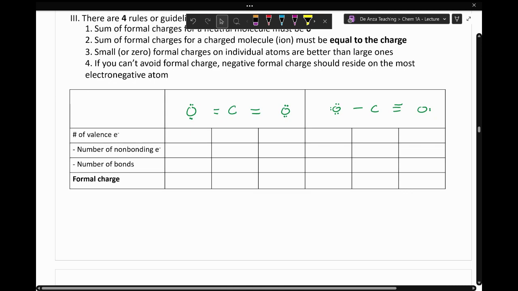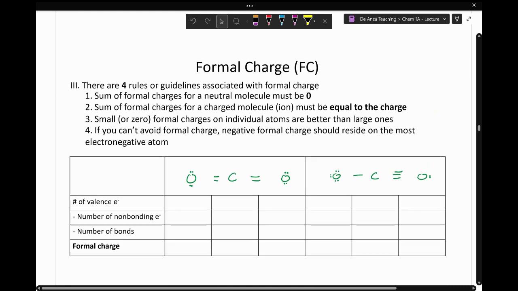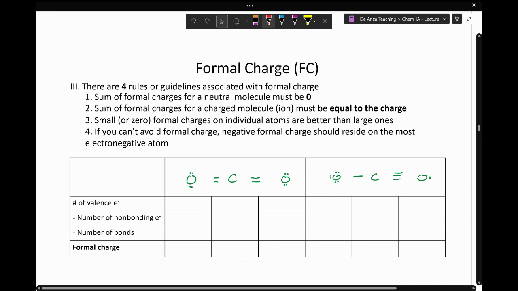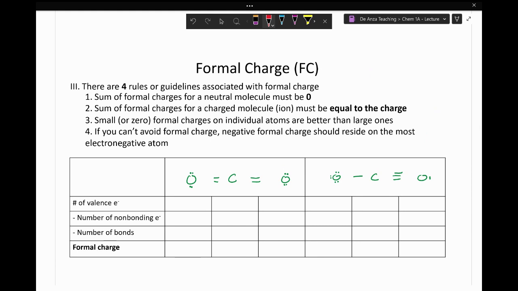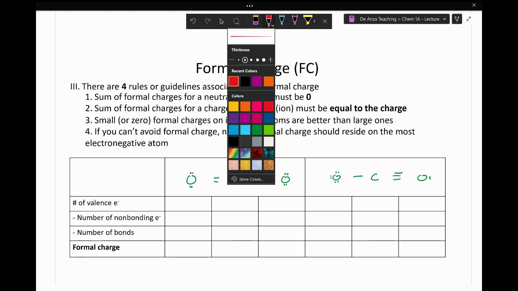And so what I want you to do now is to look at assigning formal charges to these two structures here. I talked about last Monday the two different ways we could write CO2. One where we have double bonds with carbon between both oxygens, and one where you have a single and a triple. So pause the video here and fill out this table.